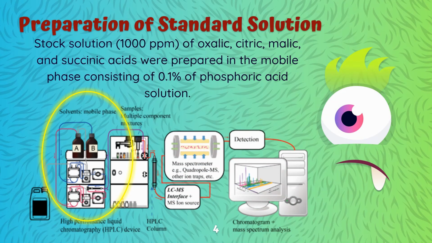Firstly, standard solutions were prepared. Stock solutions of oxalic, citric, malic, and succinic acids were prepared in the mobile phase consisting of 0.1% phosphoric acid solution.